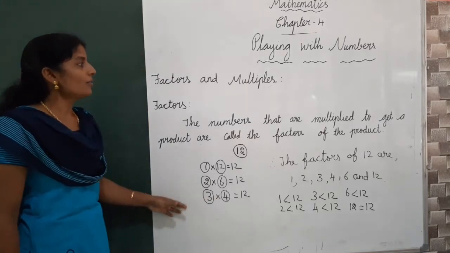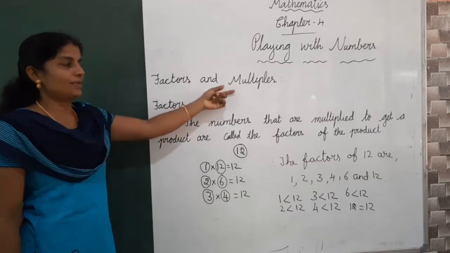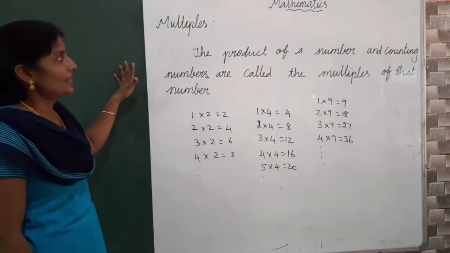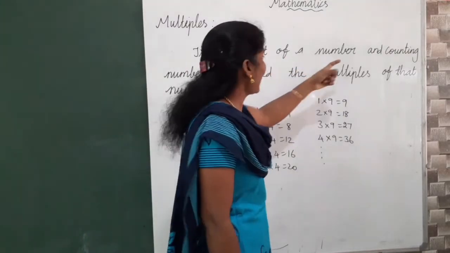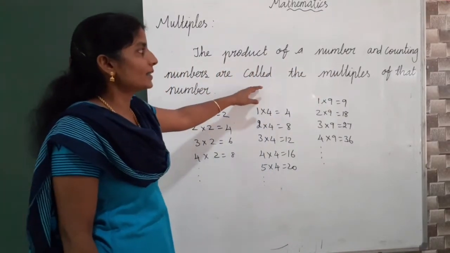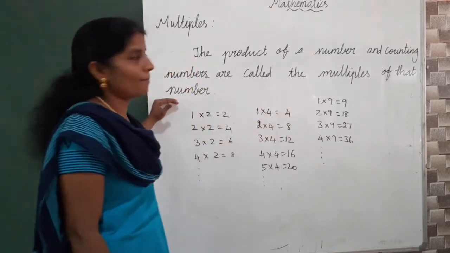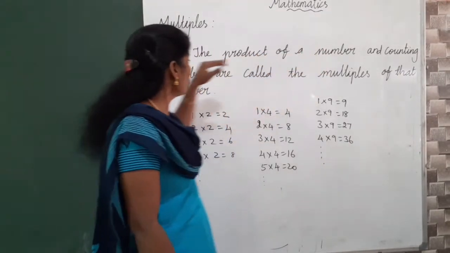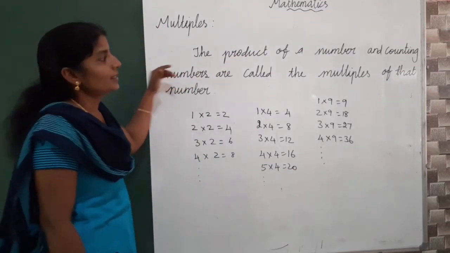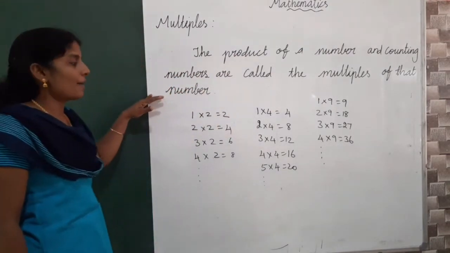Now next one is multiples. What are multiples? Multiples means the product of a number and counting numbers are called the multiples of that number.